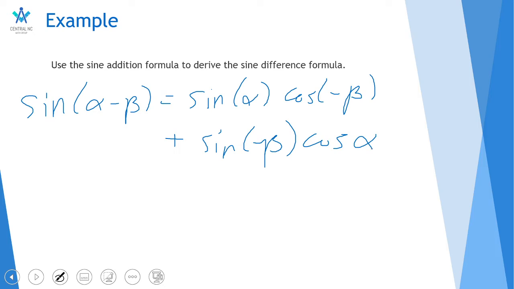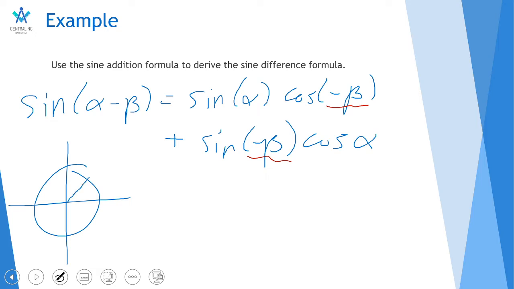We have some negative betas within the trig stuff right here and right here. We want to get rid of that. How we're going to do that is we're going to use our unit circle. So let me draw a unit circle right here. A basic sketch. So if we had, for example, an angle beta right there, if this makes an angle beta, what is the cosine of negative beta?